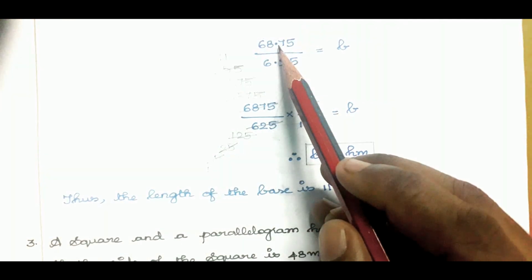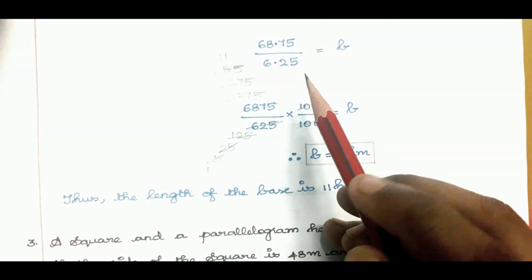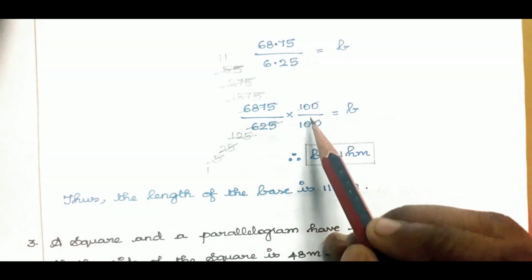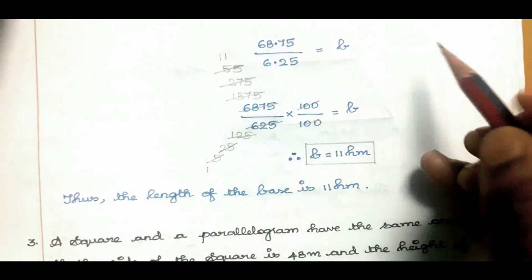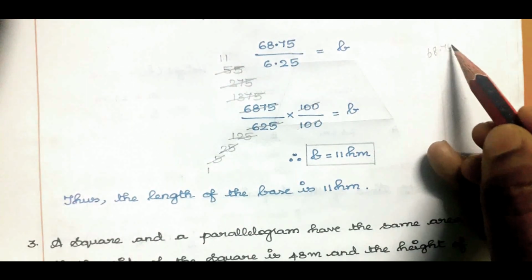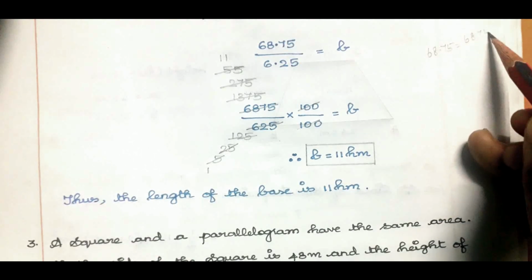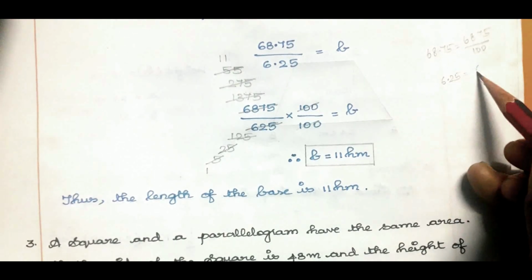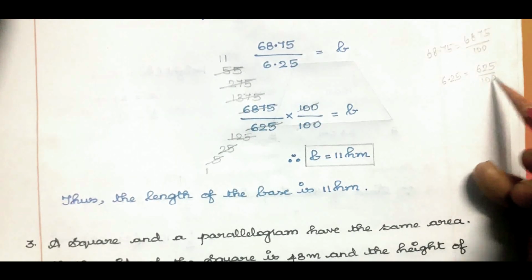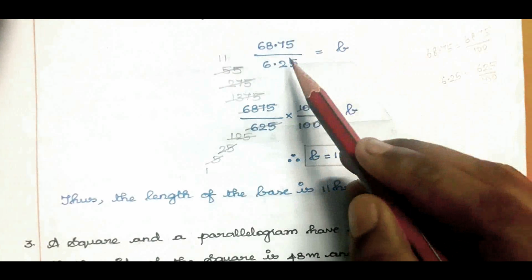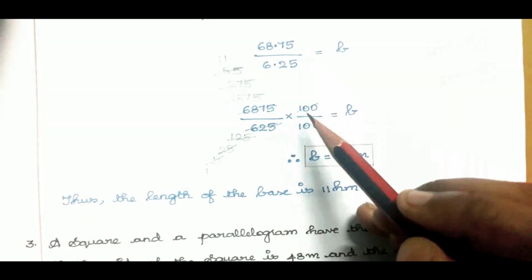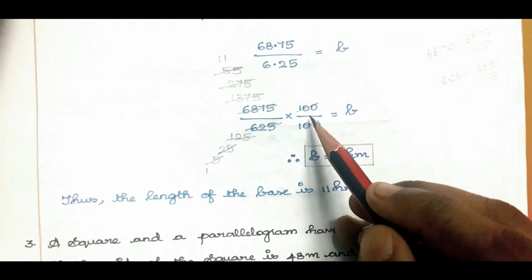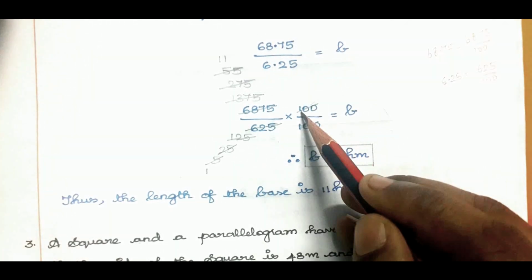Now, since it is in decimal, we have to convert it to a whole number. Since here there are 2 decimal places, and the denominator also has 2 decimal places, we just multiply and divide it by 100. So, 68.75 can be written as 6875 by 100. Same way 6.25 can be written as 625 by 100. So, when you take the 6.25 to the other side, 625 by 100 goes to the numerator. You can change it that way or else you can directly multiply and divide by 100. I have directly multiplied and divided by 100. 100 gets cancelled.